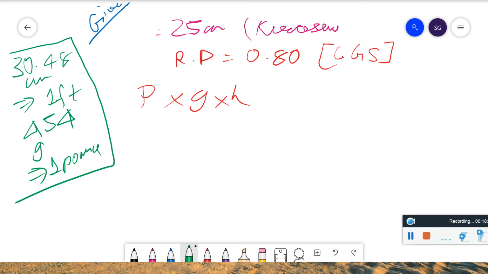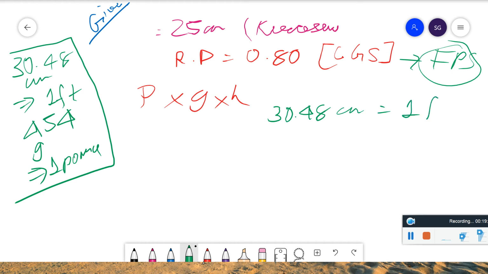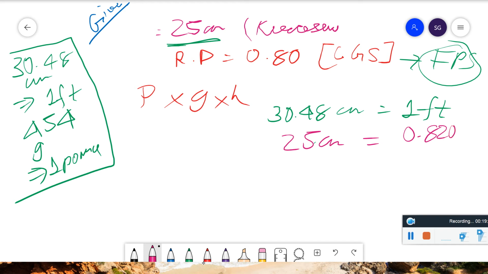So first of all, we have to convert this from CGS into FPS. So centimeter into foot. 30.48 centimeter is equal to 1 feet, but here the given is 25 centimeter. I will use a 25 centimeter color only so that you are more clear. 25 centimeter is, after calculation, approximately 0.802 feet.